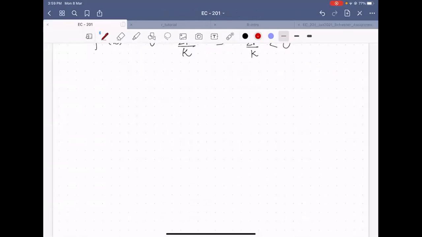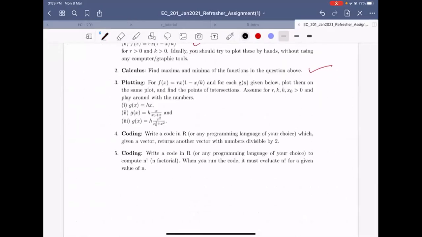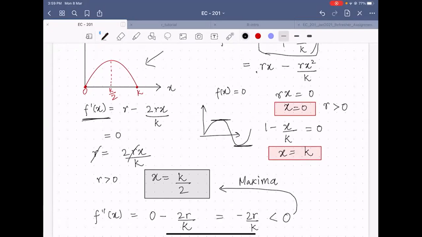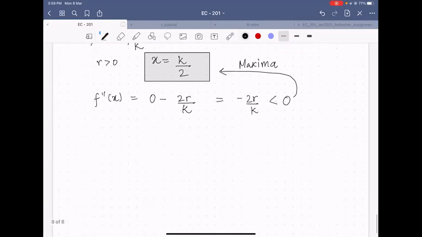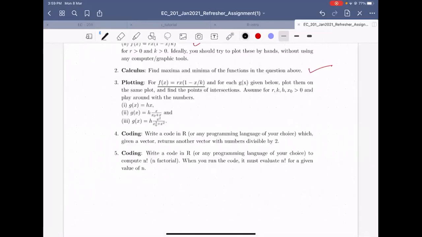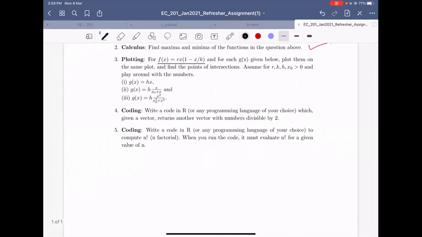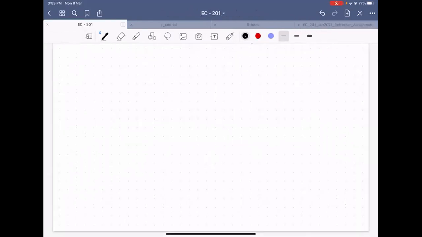The question says that you have to plot both of these functions in the same graph. So we already know that for the function f(x) = rx(1 - x/k), we have already solved that the graph of this function looks something like this. Now we just have to think what these other functions look like. The first function is g(x) = hx.